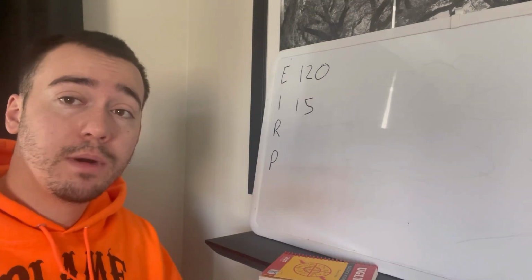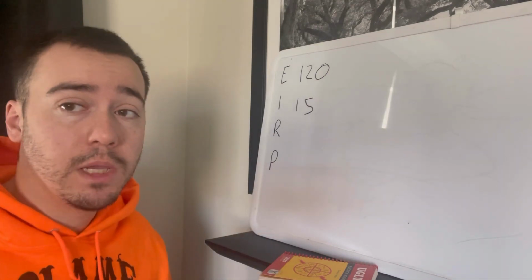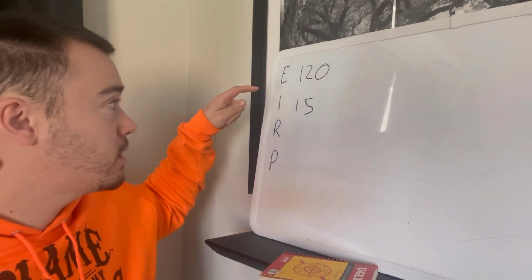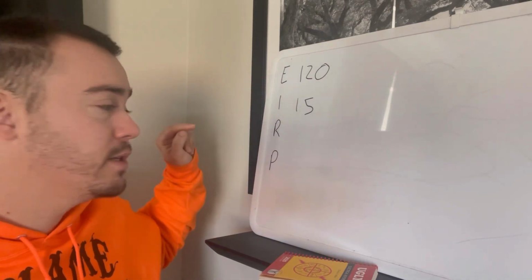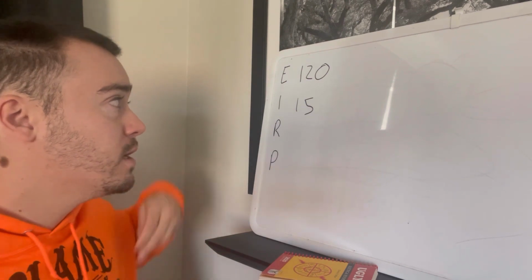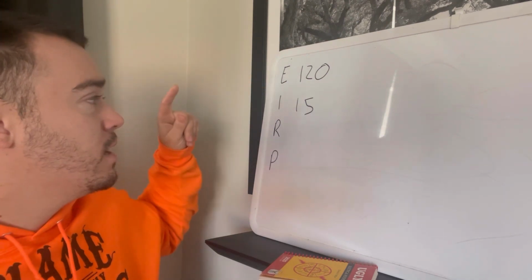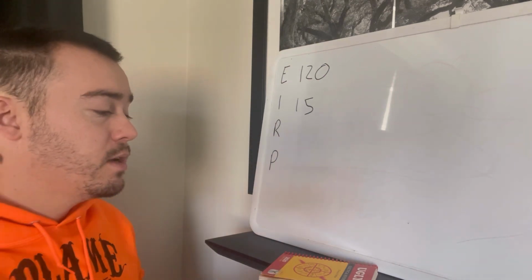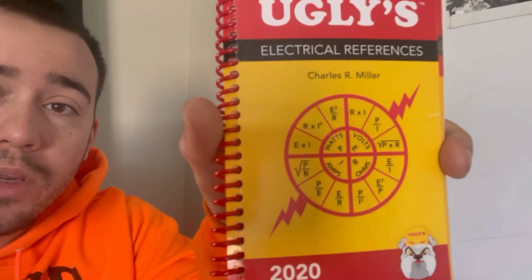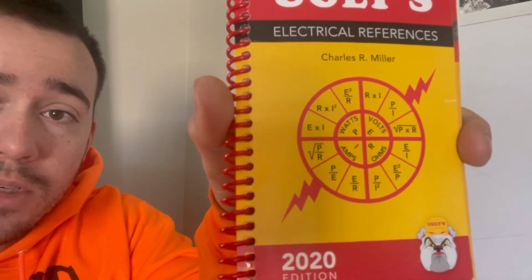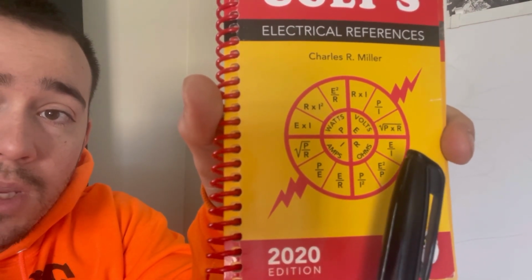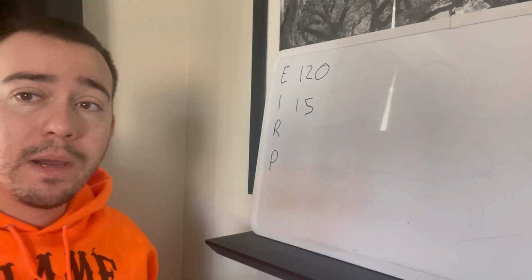So back to the original problem here. I think all the problems, I'm just going to have them all be 120 for your voltage. So remember, E is for your volts, I is for your amps, R is for your resistance, and P is for your watts. So we already have 120 volts and we already have 15 amps. Let's go and find our resistance. Now, if we look at our Ohm's law wheel, we can look under resistance, and then we can see that the resistance is equal to E divided by I. So E divided by I is 8.